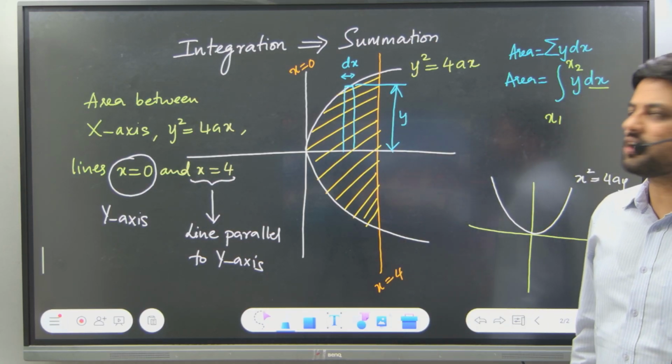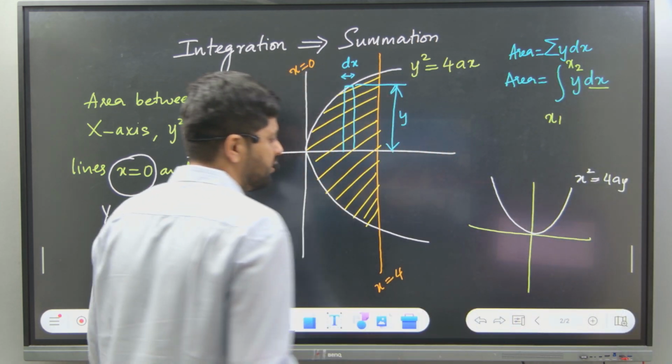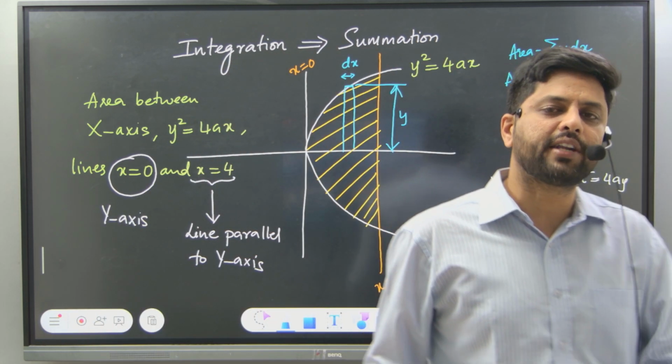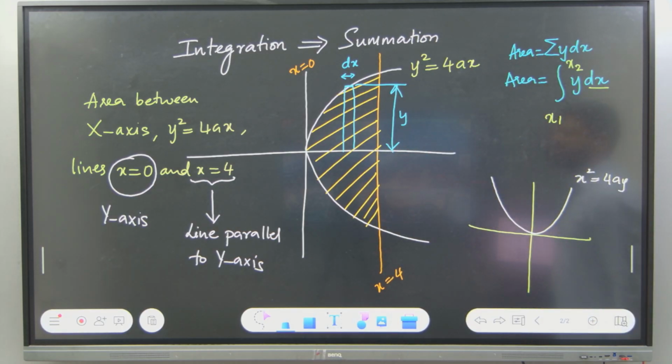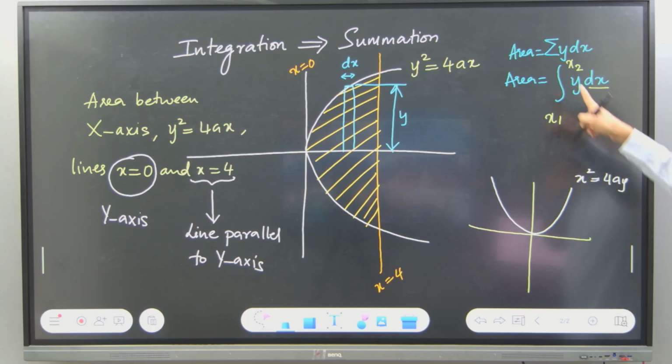dx is small. Sir, why are we not taking dy? You might have a question. I will explain it in the next slide. I will not disturb this diagram. Okay, so y into dx.